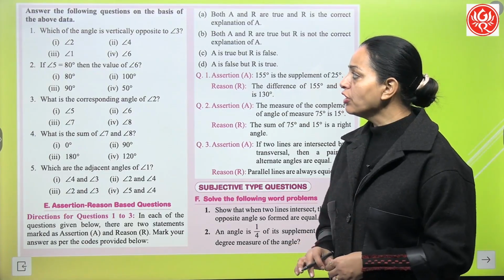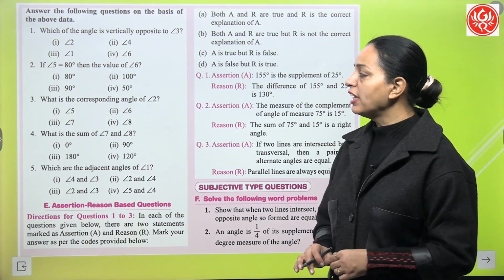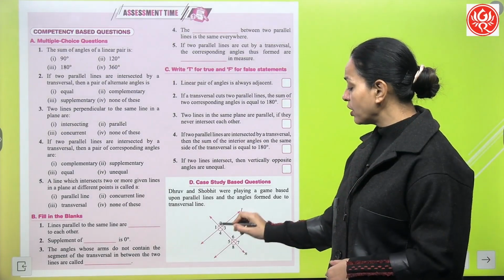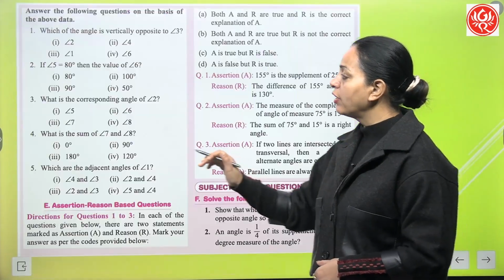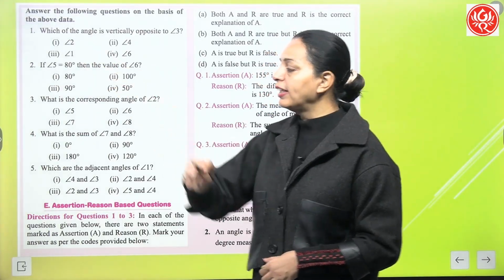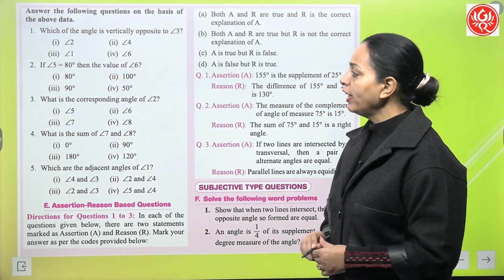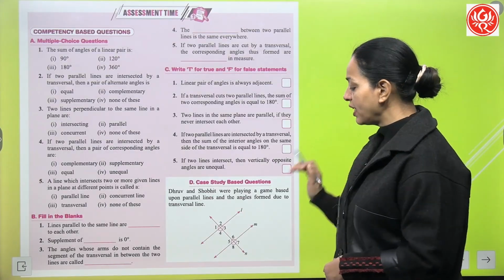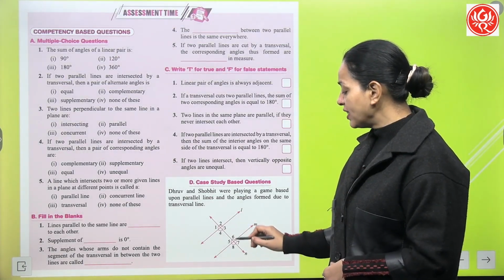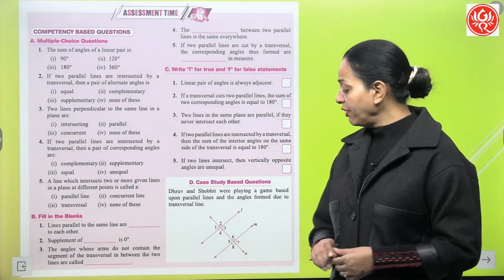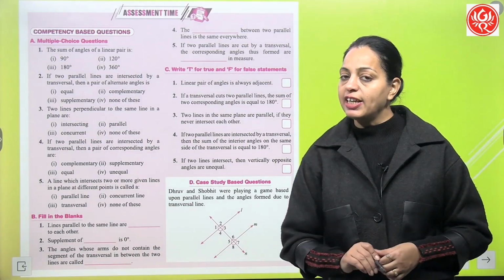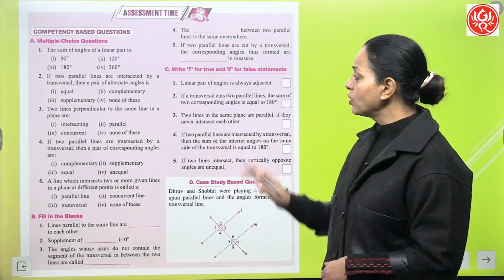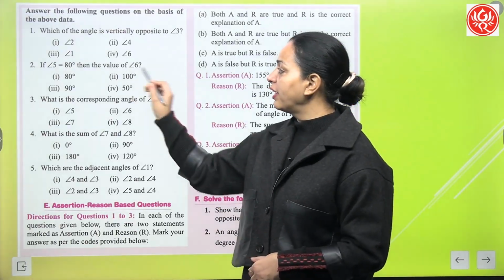The first one, which of the angles is vertically opposite to angle 3? So angle 3 is vertically opposite angle 1. So the answer is angle 1. The second one, if angle 5 is 80 degrees, what is the value of 6? So 5 is 80 degrees, so 6 is 100 degrees because 5 plus 6 equals 180 degrees, linear pair. So 6 is 100 degrees, right?